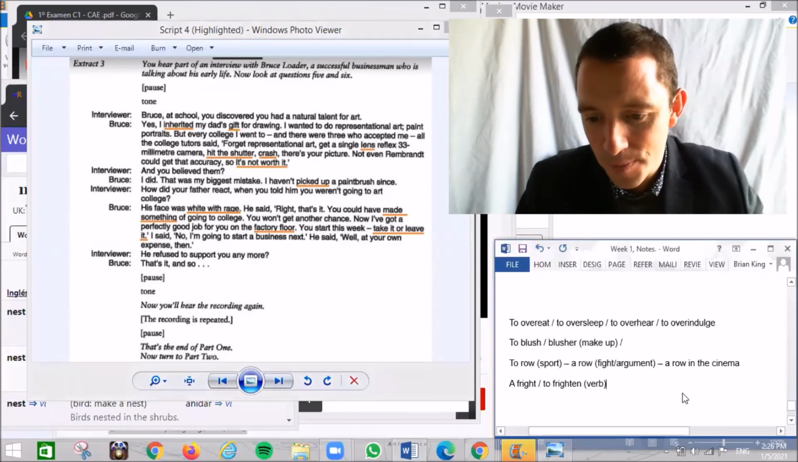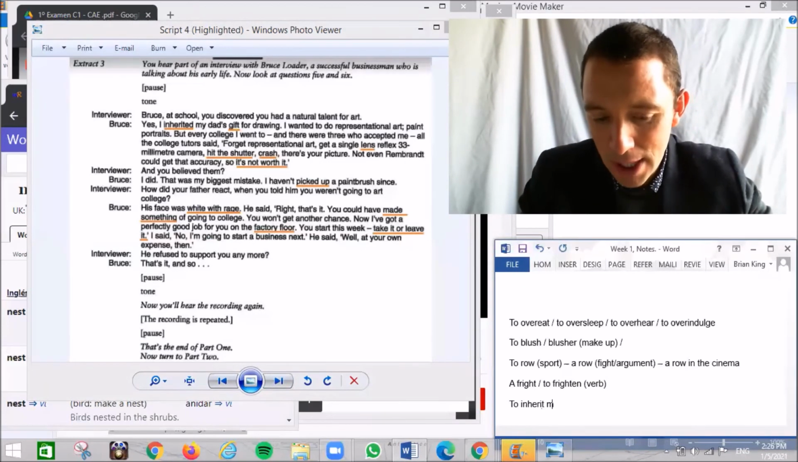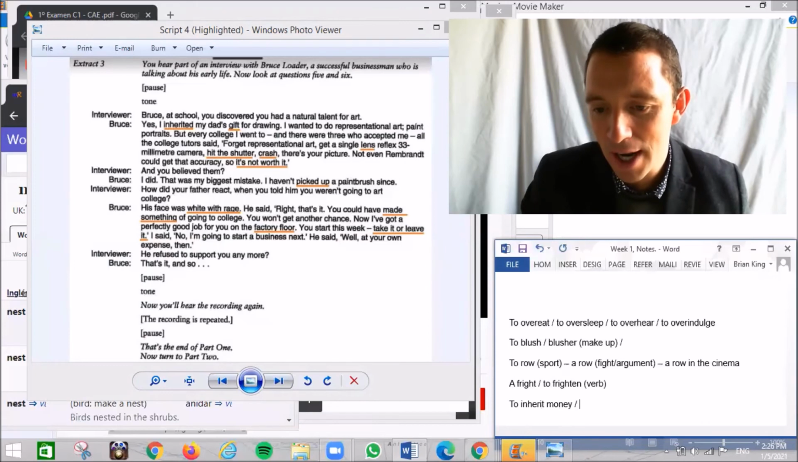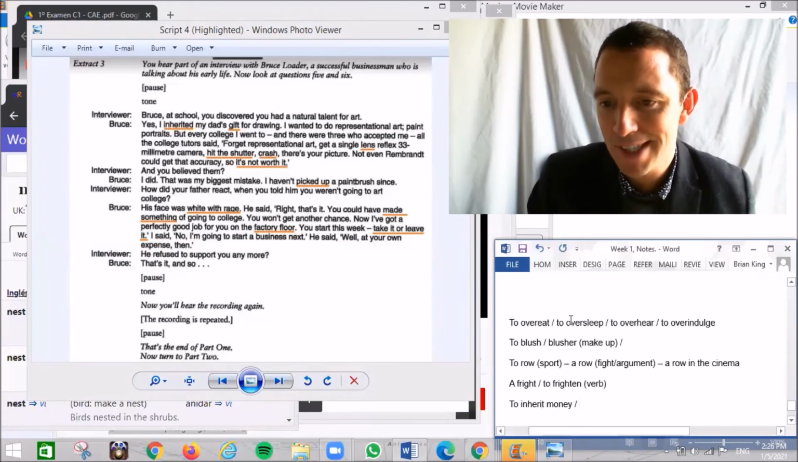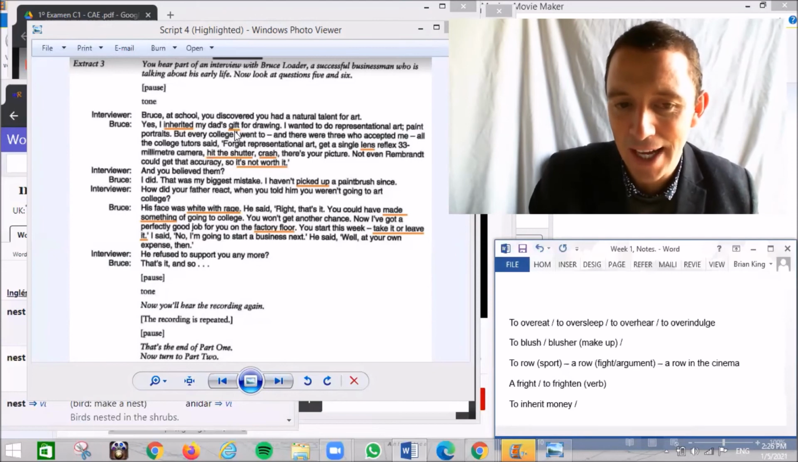Inherit is the verb. To inherit money from the parents, for example. To inherit is to receive something, usually when the person dies, okay? And gift is like talent or skill. Regalo también, a present or a gift.